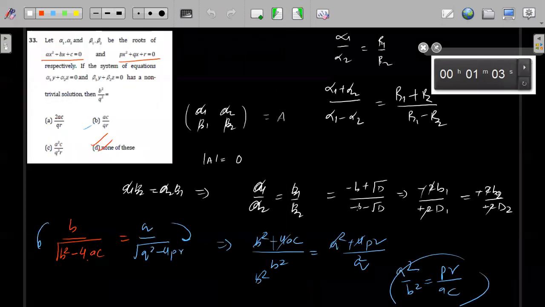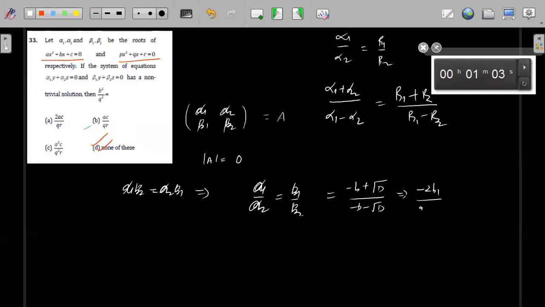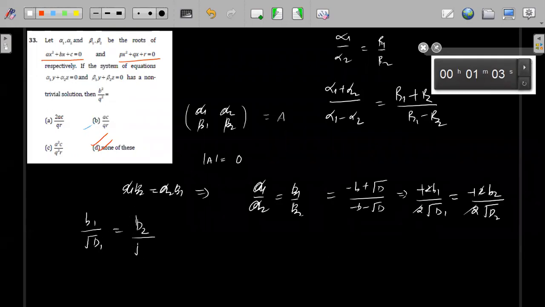So we have taken componendo dividendo. So componendo dividendo will give me minus 2b1, and here it will give me minus 2b2. So I will just write this part once again. Fine. So this will give me minus 2b1 by 2 root d1 is equal to minus 2b2 upon 2 under the root of d2, right? So the minus and 2 will get cancelled. So simply you will have b1 upon root of d1 is equal to b2 upon root of d2.